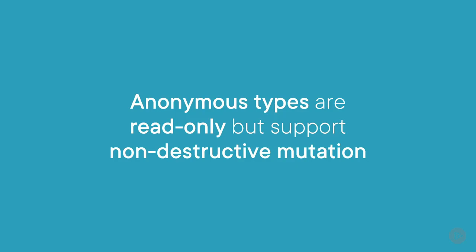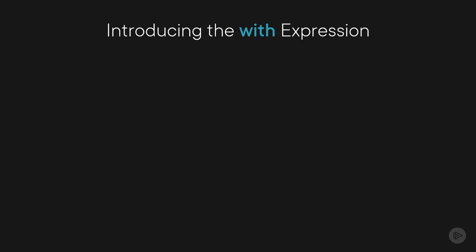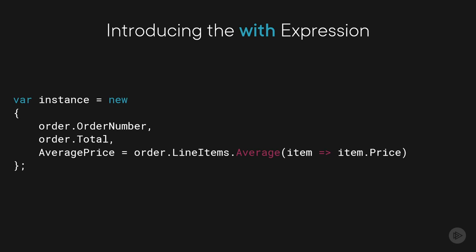Doing so is known as a non-destructive mutation. You're not mutating the original instance because you can't. It's read-only. Instead, we're going to introduce a new concept and a new keyword. With an instance of an anonymous type, you can declare that you want a copy of this with one or more properties changed. This is known as the with expression.